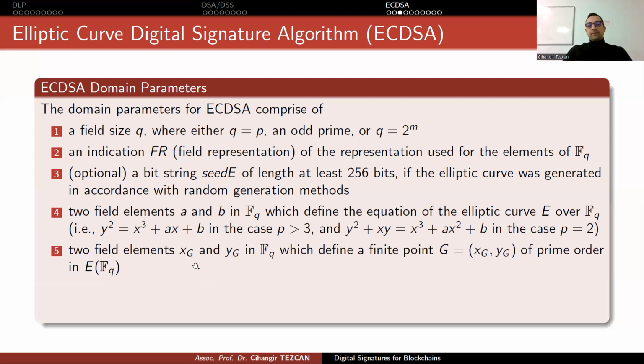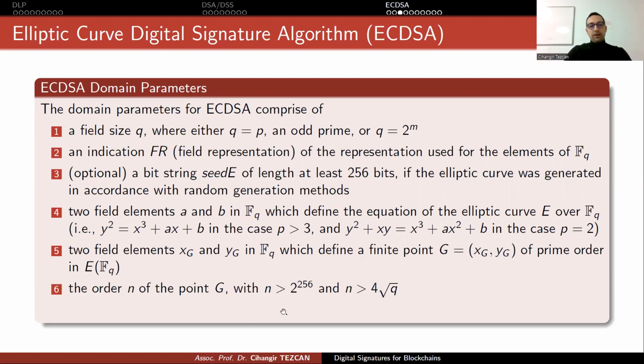Then two field elements x and y. This means that you have a point G whose coordinates are in F_q, and it should be of prime order. This point should generate a prime number of elements, right? This is what prime order means. If you add G to itself, you will obtain different elements, but the number of elements it generates should be a prime number.